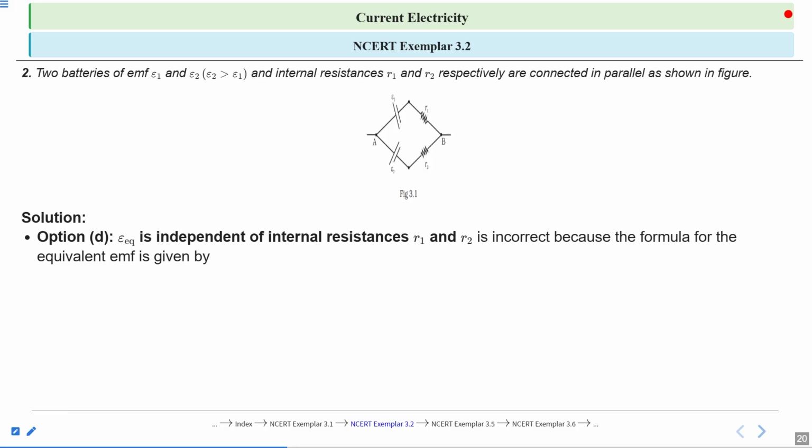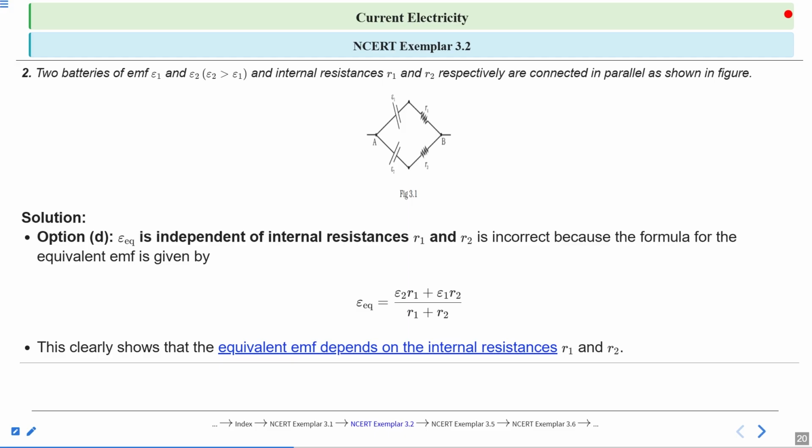What was option D? Epsilon equivalent is independent of internal resistance R1 and R2. This is incorrect also, because the formula for equivalent EMF is given by this formula. This clearly shows that the equivalent EMF depends on the internal resistances R1 and R2 also. Okay.